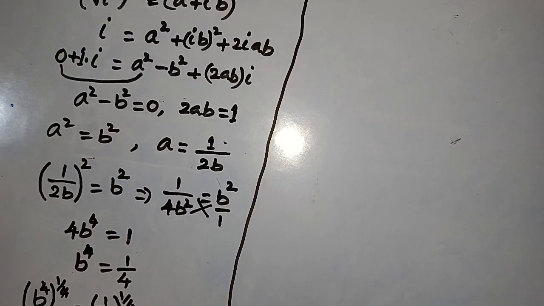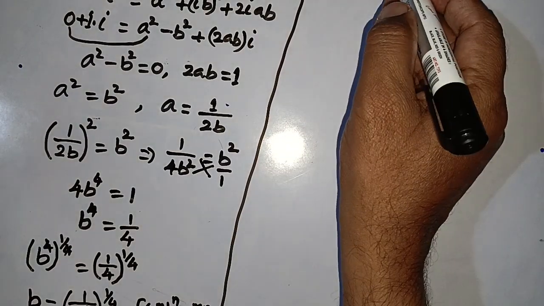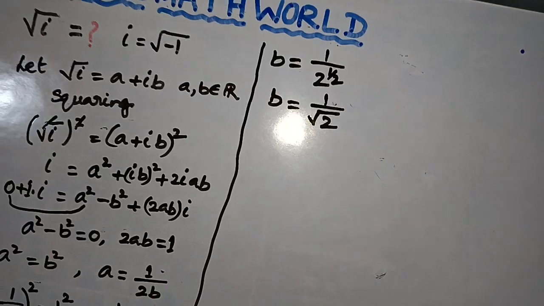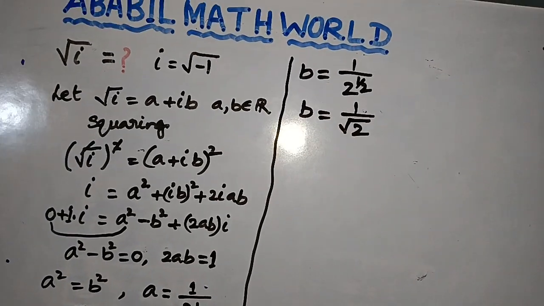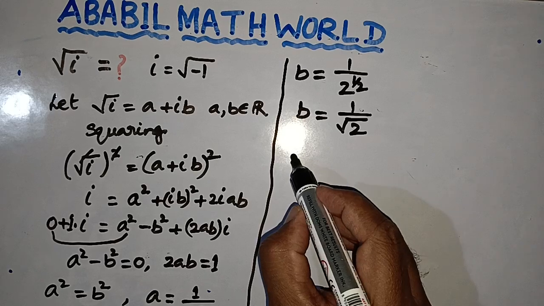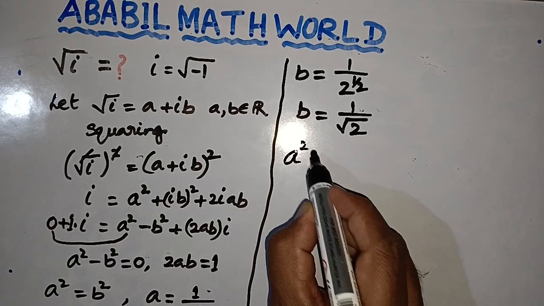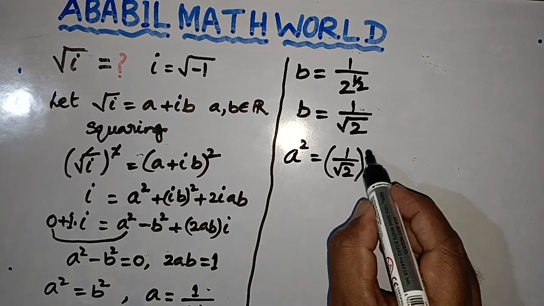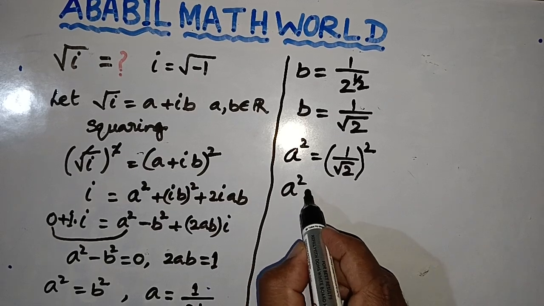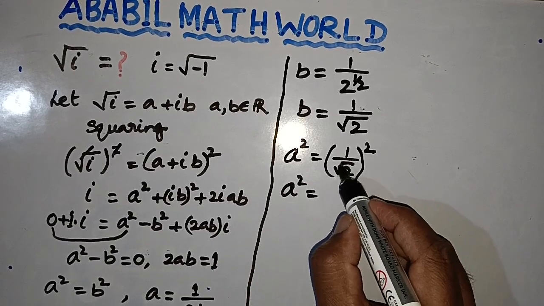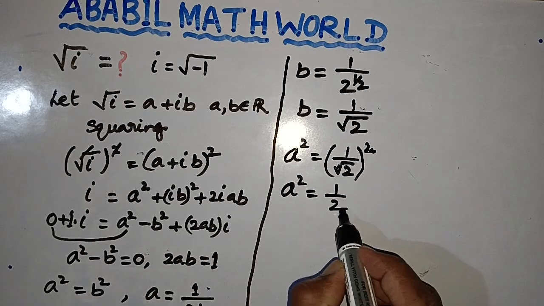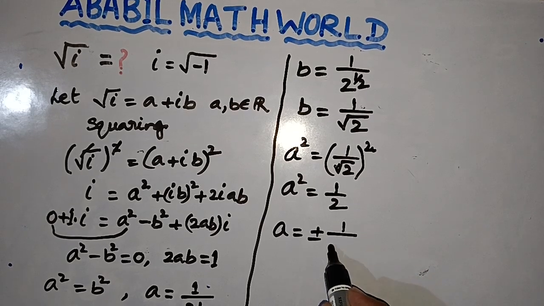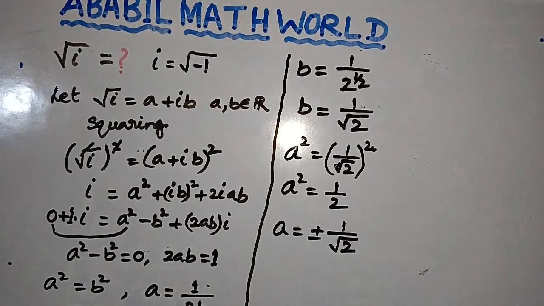Now substituting this b is equal to 1 by root 2 in this one, a square is equal to b square. So here we will get a square is equal to 1 by root 2 whole square, that is b square. So a square is equal to, cancelling this root and 2, we will get 1 by 2, and a is equal to plus or minus 1 by root 2.